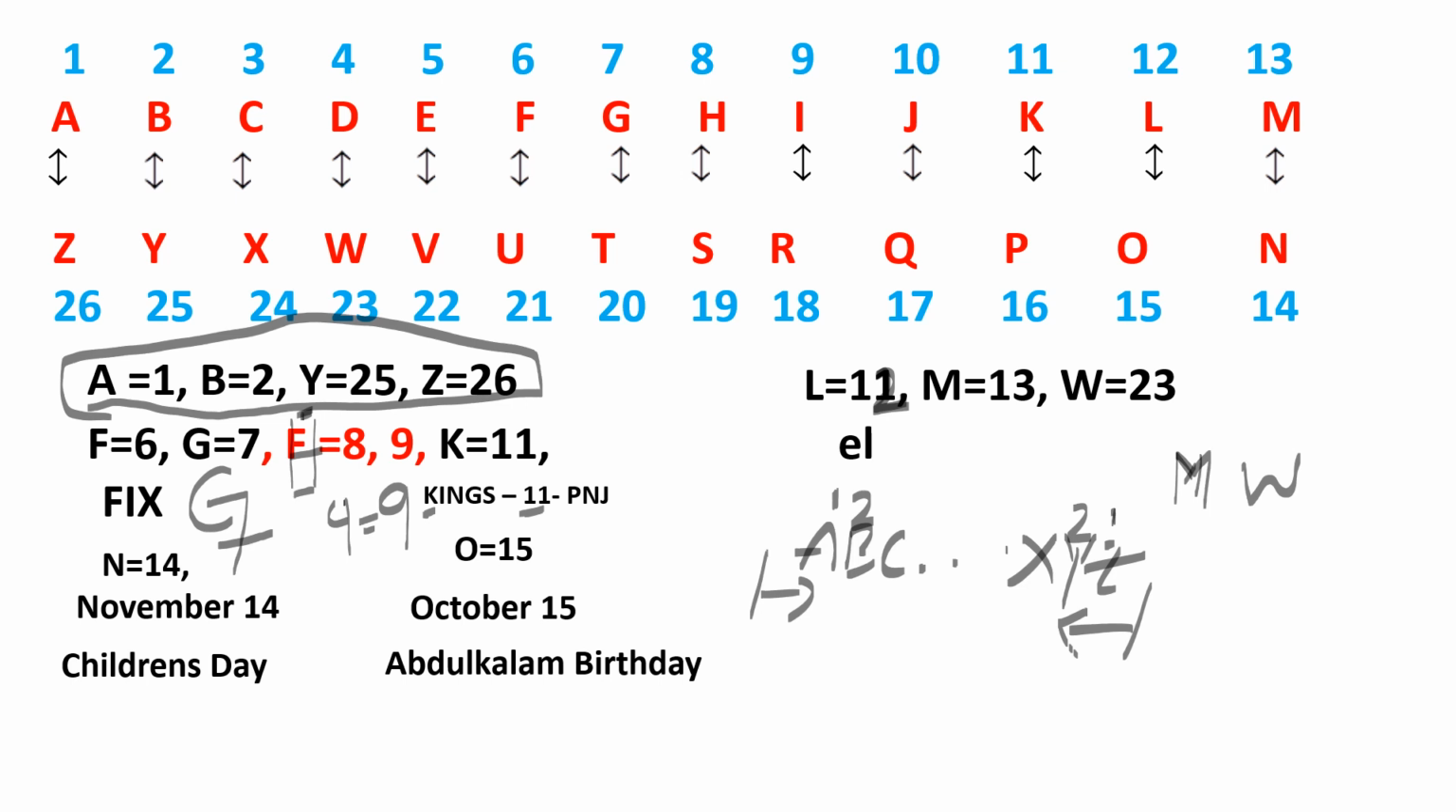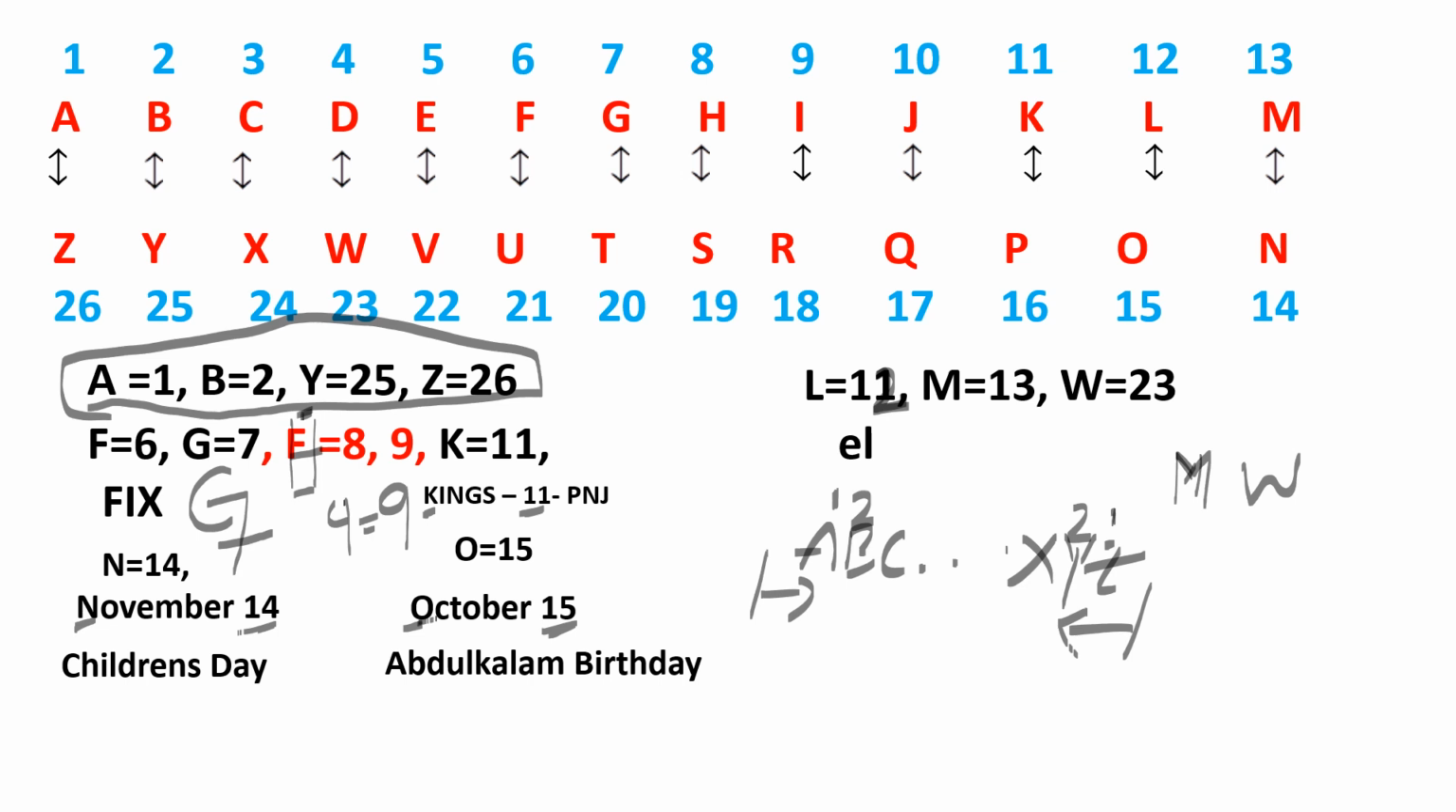Next N is 14, November 14, that is Children's Day. N for 14, N for November. Next O for 15, that is October 15th. October 15th is Abdul Kalam's birthday.